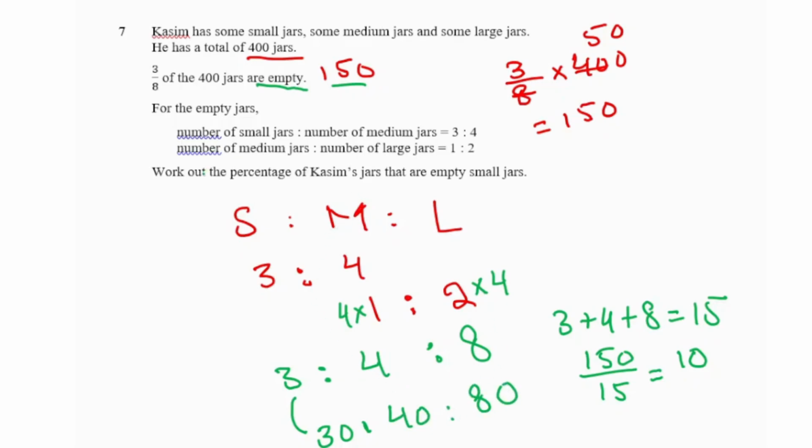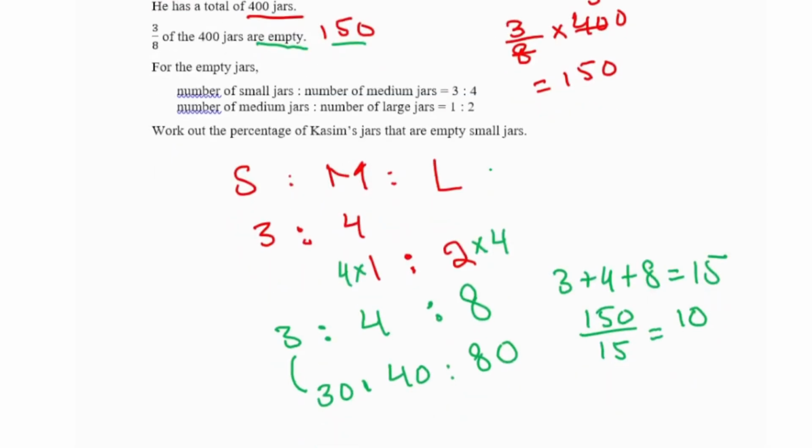Okay, let's see the next part. Work out the percentage of Kasim's jars that are empty small jars. How many small jars are empty? We just worked it out: 30 small jars are empty, and we need to figure out how many total jars there are. The total is given as 400 jars. So we need to figure out the percentage of empty small jars.